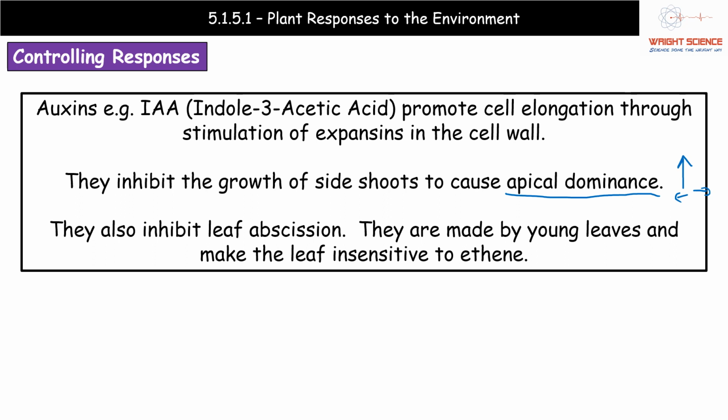Another role of our auxins is they can inhibit leaf abscission, and leaf abscission is basically where the leaves fall off the trees. Now, what we find is that the auxins will be made by young leaves, and as a result, they make that leaf insensitive to the ethene.